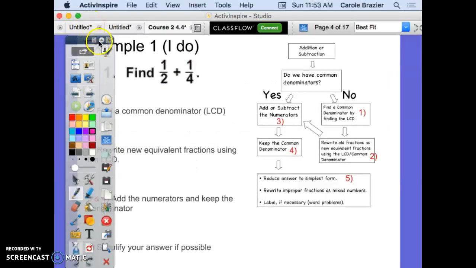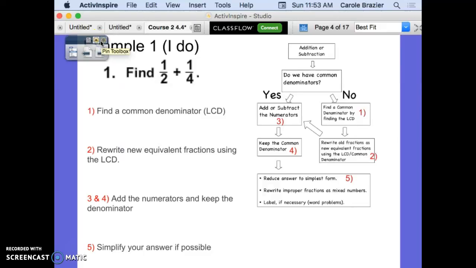There's a couple of different ways to add and subtract with common denominators. This chart here over on the right, you're going to want to have this in your notes. So to begin with, we're going to ask ourselves, do we have common denominators? If it's a yes, we're going to add or subtract just like we did last time. If it's a no, we're going to have to find the least common denominator, and then we're going to have to rewrite the fractions with our equivalent fractions and our proportions, and then follow the arrows as we are answering our questions.